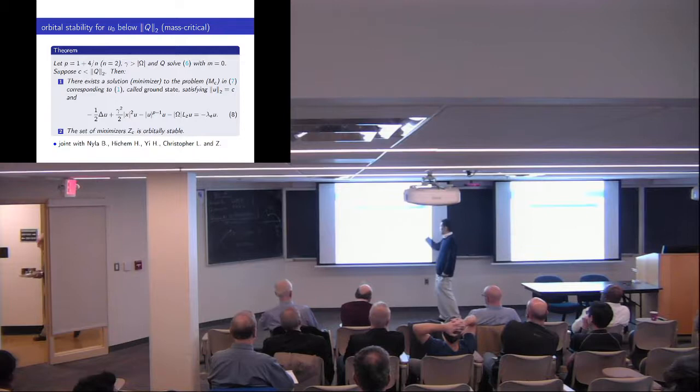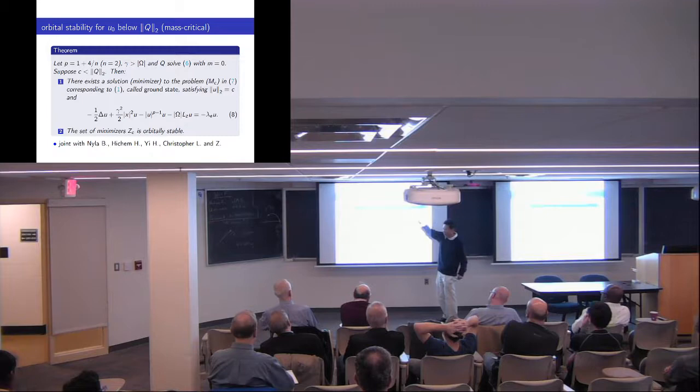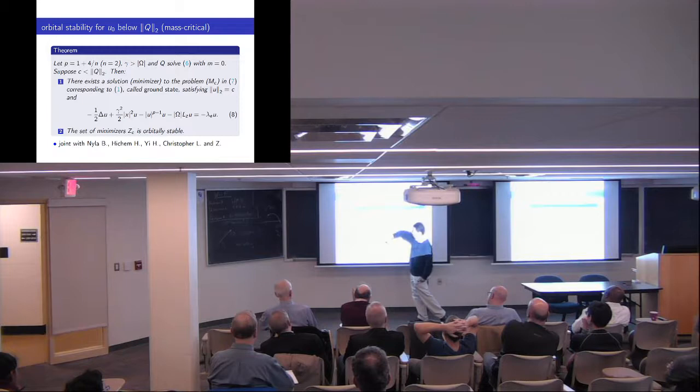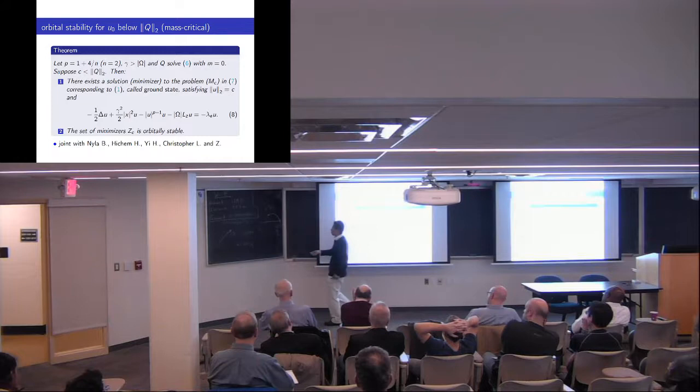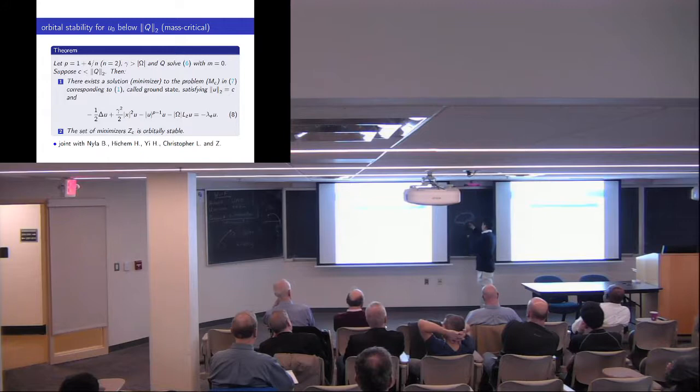And moreover, the set of minimizers, the ground states in this case, there are many of them, right? They stay on this torus. There are many of them, but these orbits are orbitally stable. Again, orbital stable means that if we have a ground state set, which is a submanifold, and initially you stay close to this, then the whole solution for all time is going to stay close to this orbit forever. They're not going to keep a distance, right? So this is basically what this says.